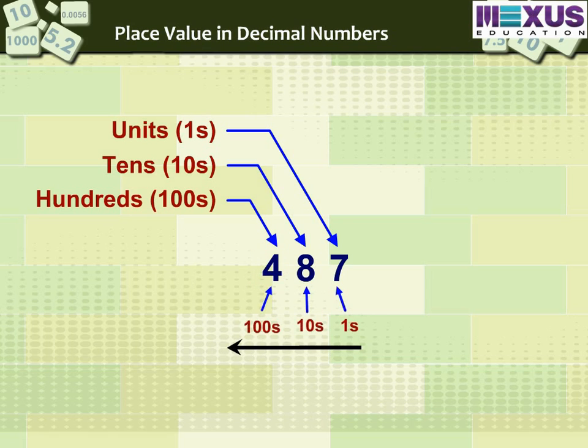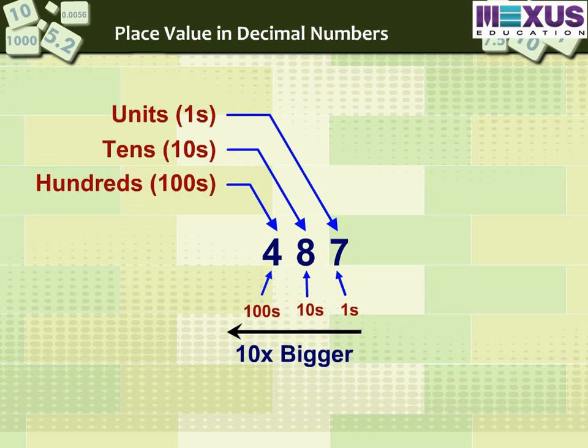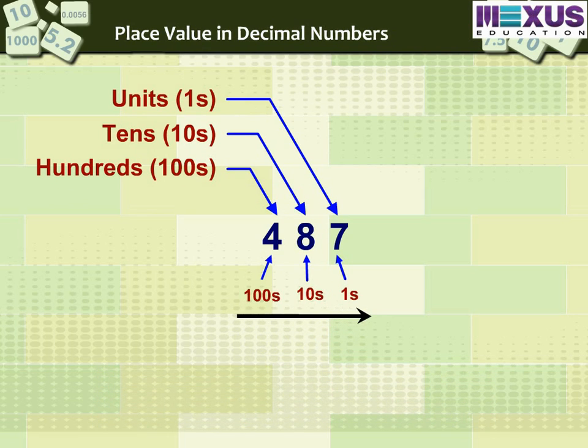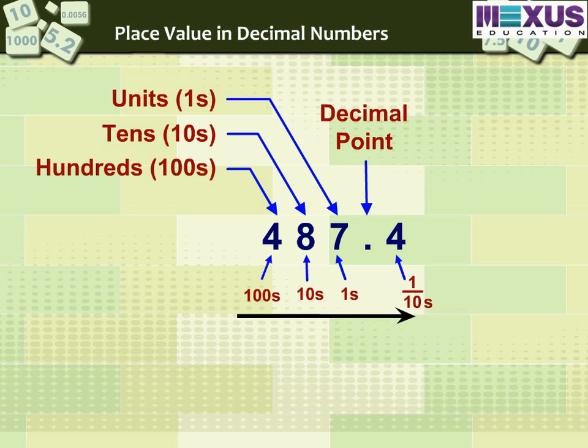As we go to the left, each position is 10 times bigger. For example, 100 is 10 times bigger than tens. As we go right, each position is 10 times smaller. For example, from hundreds to tens to units. But what if we continue after decimal point? 1/10 is smaller than units.